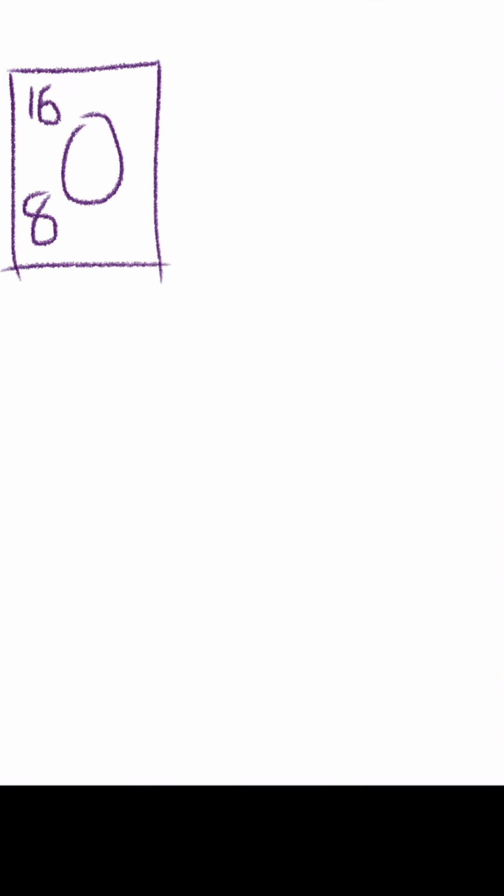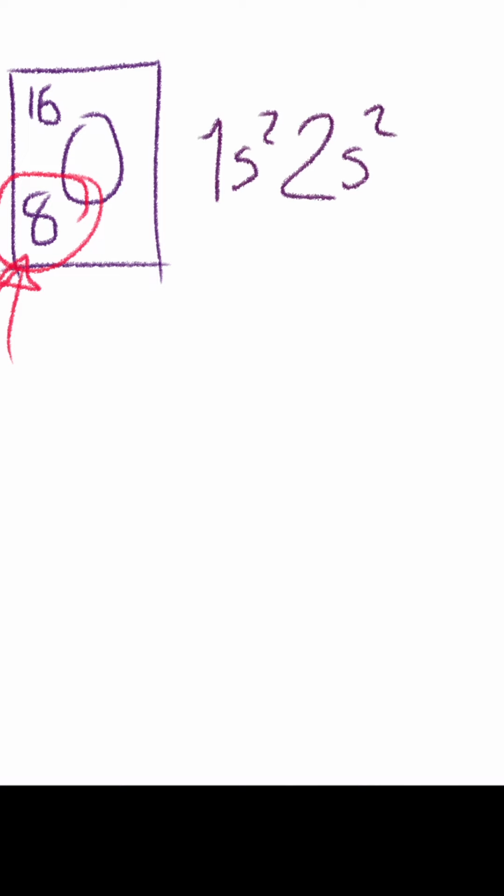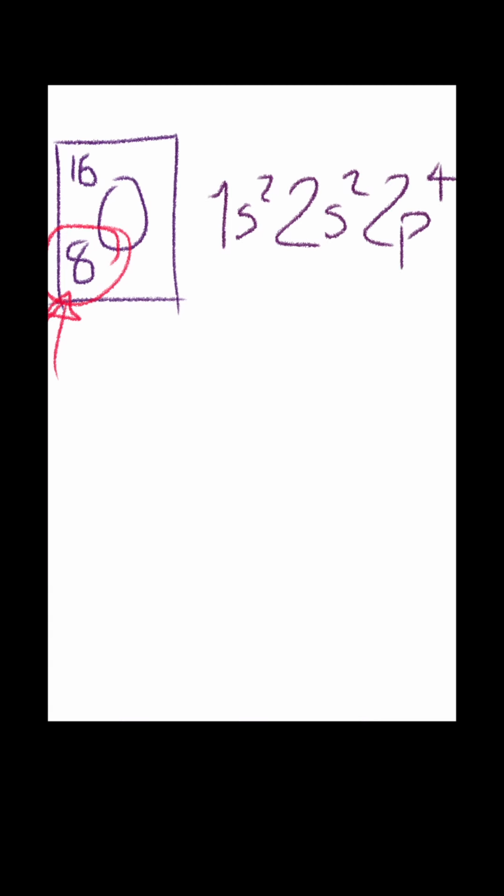For example, if we wanted to write down the electron configuration for oxygen, we'd first look at its atomic number, which is 8, which tells us it has 8 electrons in it. 2 of those electrons will go to its 1s subshell, another 2 to its 2s subshell, and that leaves 4 left, which get filled up in the 2p subshell. Makes the electron configuration 1s2, 2s2, 2p4.